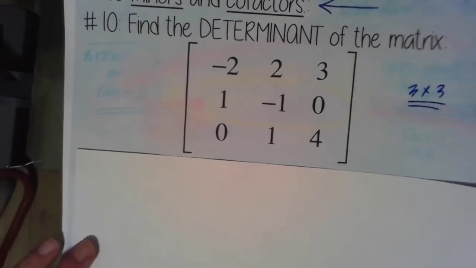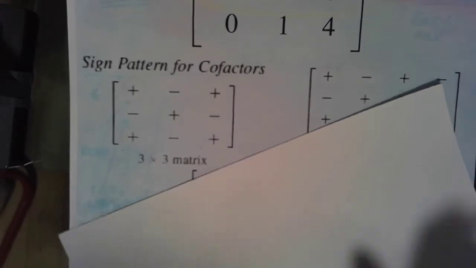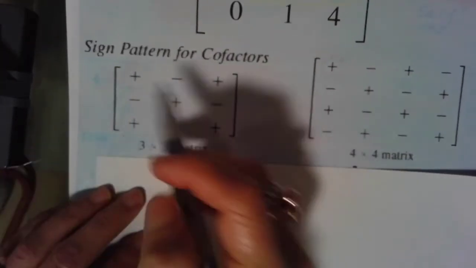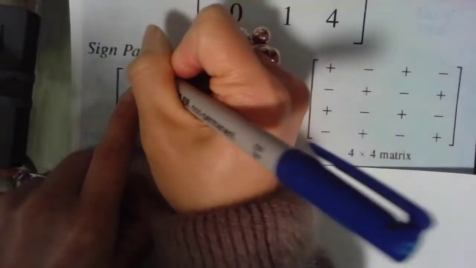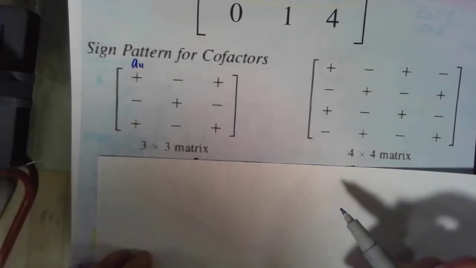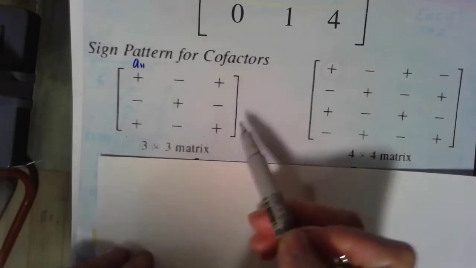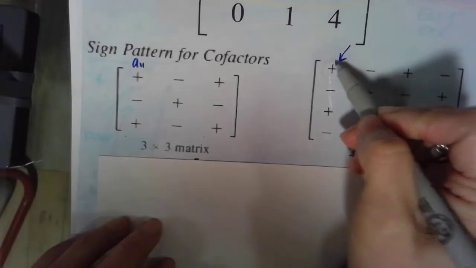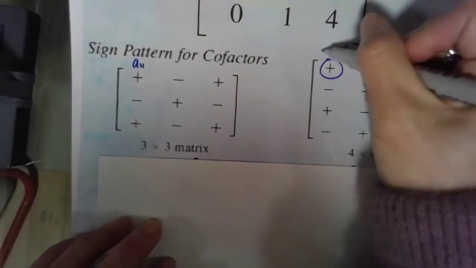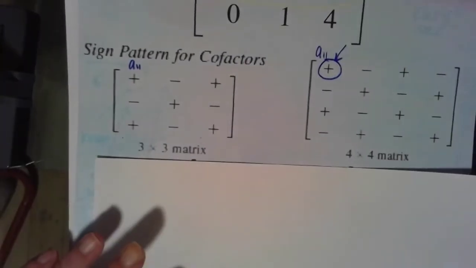Now, a couple of setups before we start solving. There's signs for cofactors, okay? So let's look at the sign patterns for cofactors. Always the A11 position, just remember that it always starts with a positive, and it alternates. Positive, negative, positive, negative, and so forth. So even though it's a 4 by 4, it starts with positive. A sub 1, always starts positive, and everything else alternates. It's a really simple rule that you have to remember.